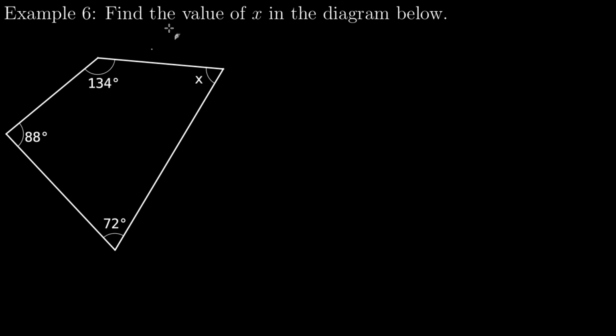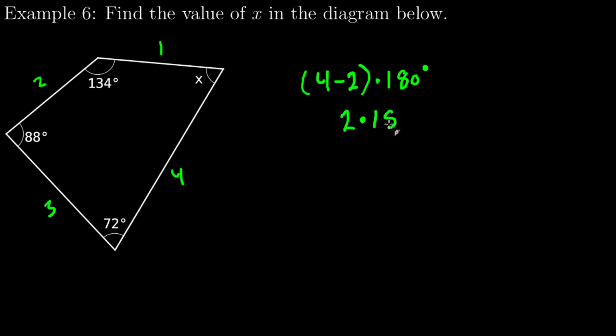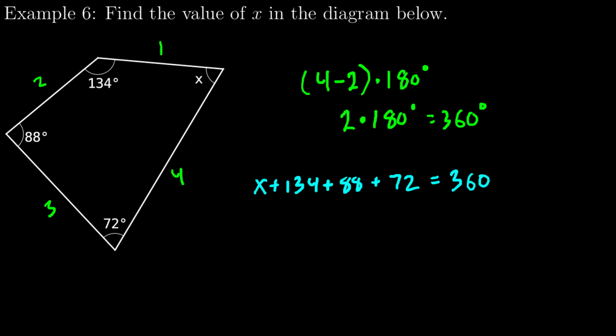Final example. Find the value of x in the diagram below. So first I need to figure out what all of these should add up to. So I'll count the sides. I will do n minus 2, so 4 minus 2 times 180 degrees. 4 minus 2 is 2. 2 times 180 degrees is 360 degrees. And now I will set up my equation. So I have x plus 134 plus 88 plus 72 is equal to 360.